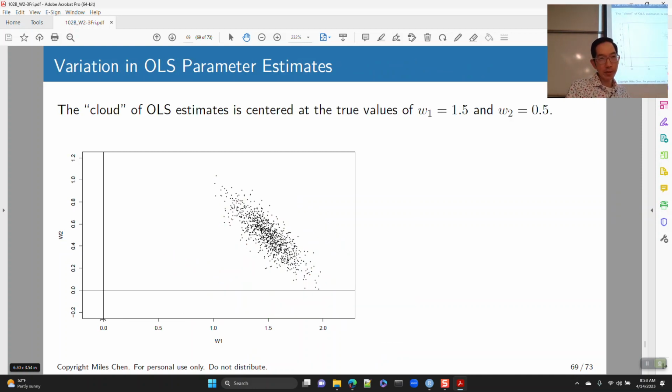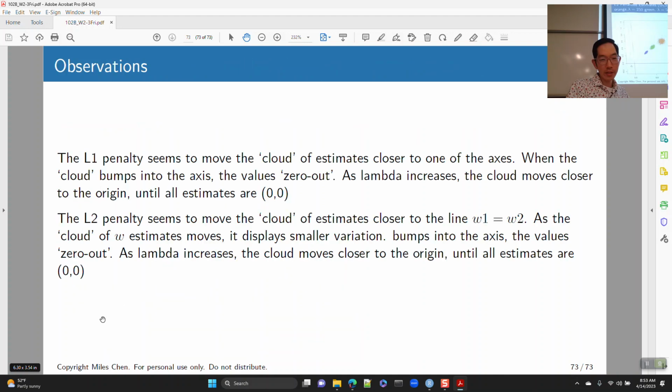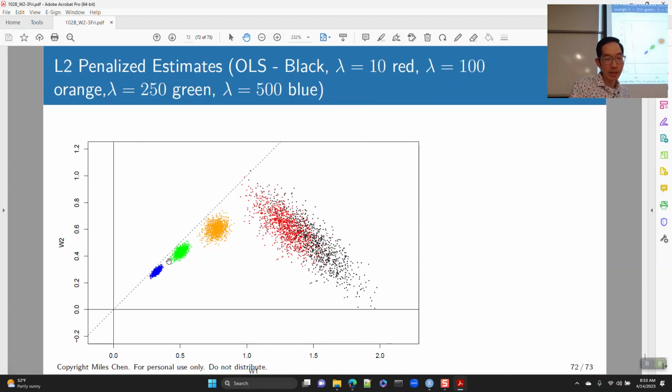Over here, if I use ridge regression, as I increase my lambdas, even with the different random noise, the cloud of estimates becomes a much more compact thing. So we reduce the amount of variance we can get with our W1 and W2 estimates there. Okay, so a little bit there.